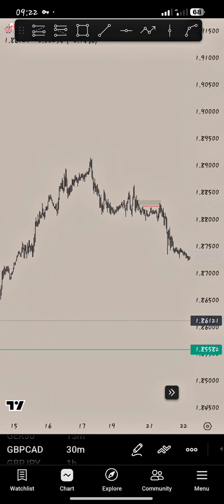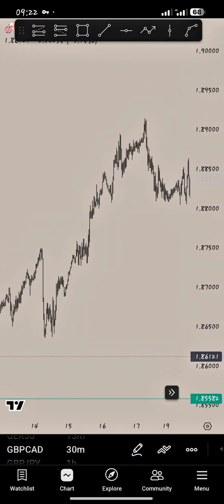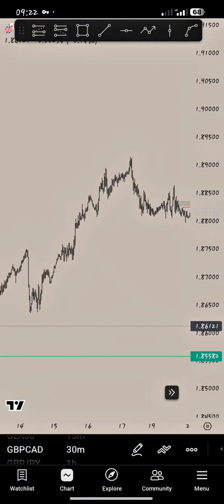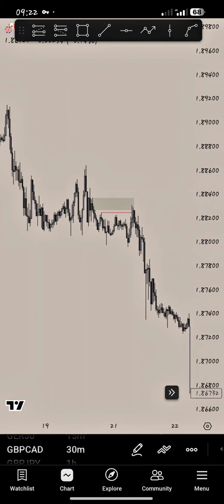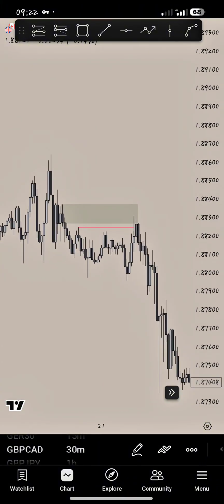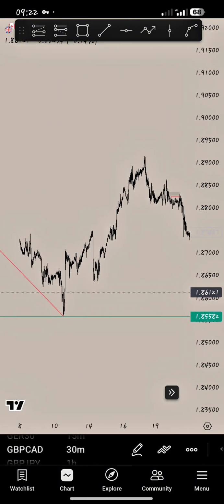I should have uploaded this video on Tuesday, sorry, but school has resumed and I've been kind of busy, so I'll just be quick with this. This is a trade I took on GBP CAD on Tuesday. It was a sell trade, so the analysis behind the trade is not something that's special.